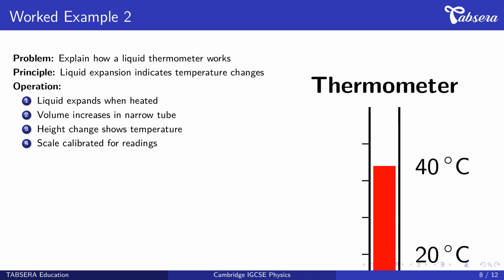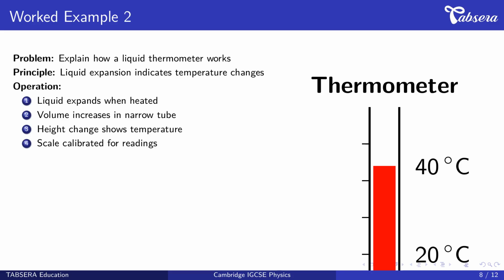First, liquid expands when heated, following the thermal expansion principle for liquids. Second, volume increases in the narrow tube. The expanded liquid has nowhere to go except up the thin tube. Third, height change shows temperature. The liquid level directly indicates the temperature. Fourth, the scale is calibrated for readings. Markings correspond to specific temperatures.